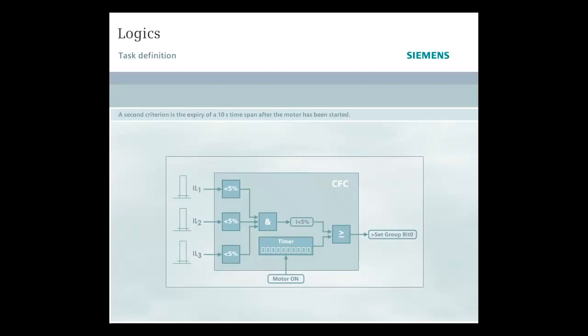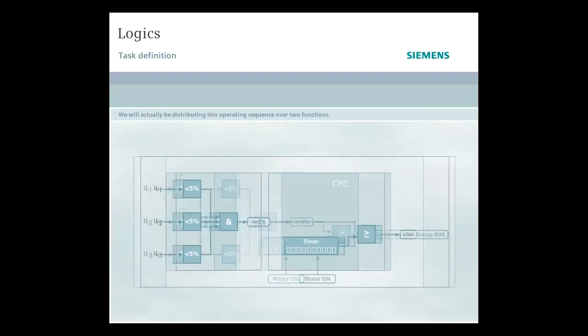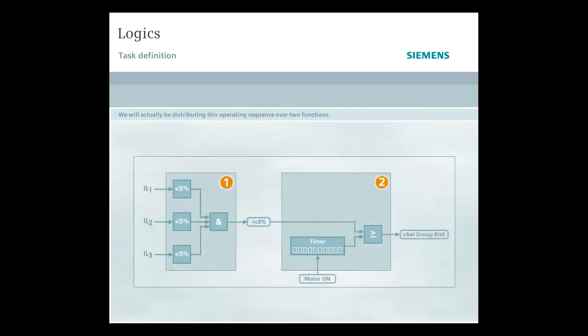The second criterion for switching over the group is the expiry of a 10-second time span after the motor has been started. So we need a timer that starts as soon as the indication motor on is initiated and which signals that the mentioned time span has ended. However, as only one of the criteria needs to be fulfilled for the switchover, we will link the two events with an OR function. The result of this function directly influences the state of the indication set group bit 0. As soon as one of these criteria is fulfilled, the indication set group bit 0 is applied and group B is activated. We will actually be distributing this operating sequence over two functions.